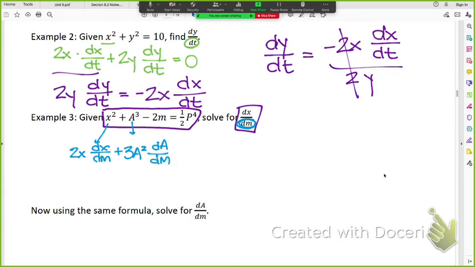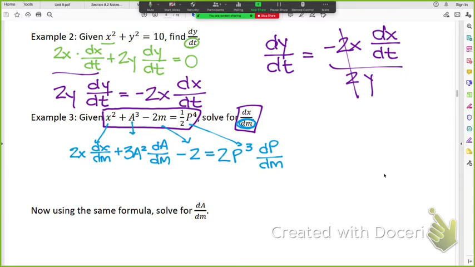Third term, does the m match? Yes, so the derivative of that is just negative 2. Last one on the other side, does the p match? No. So how do I take the derivative of this? 2p to the third. What do I have to add in? dp dA. Okay, good. Are we all okay through that?